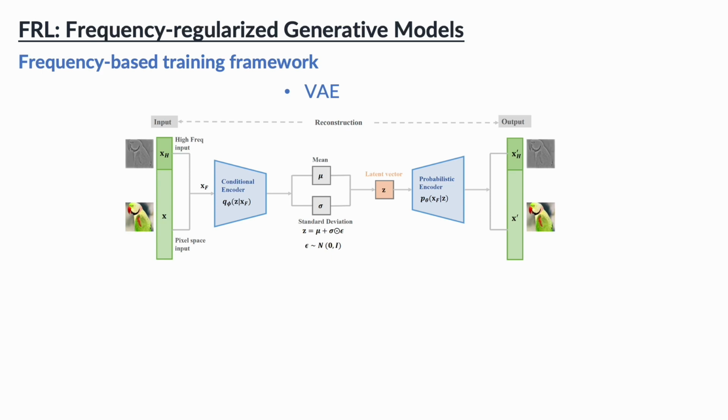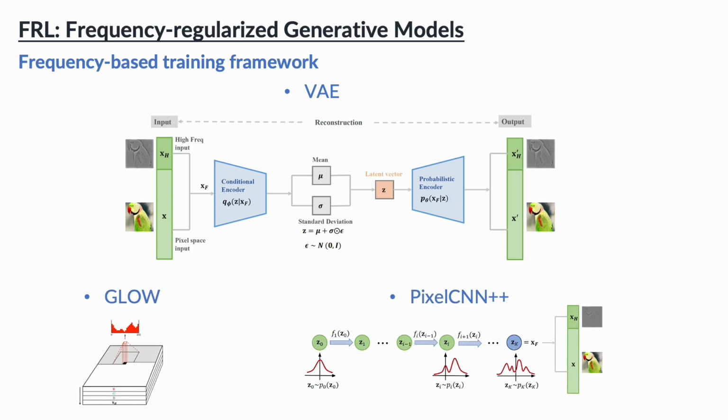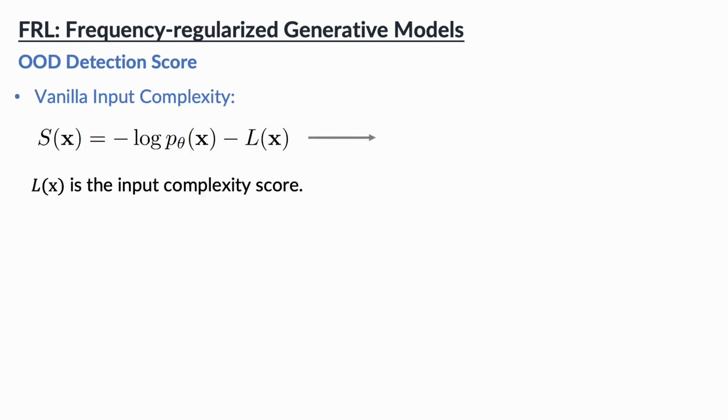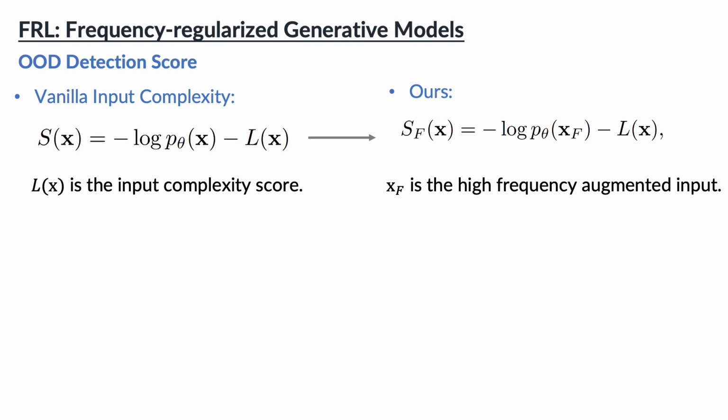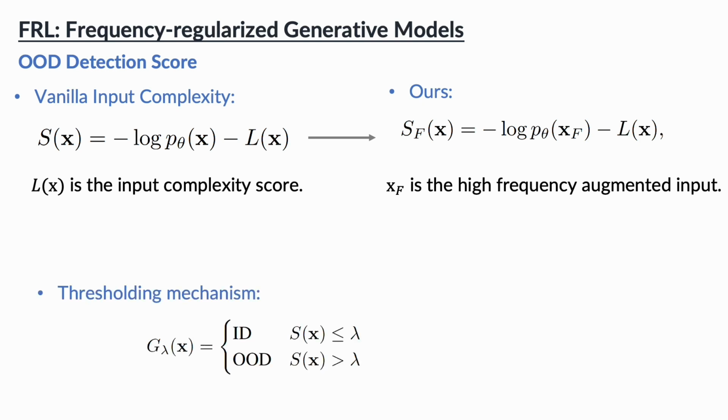To be specific, we feed both the RGB space image and its high-frequency part into the model to optimize their joint likelihood. FRL provides a general plug-and-play mechanism where similar strategies can be applied to other generative models like GLOW and PixelCNN++, as shown in the bottom. We adopt a similar score function to input complexity, but improve the likelihood estimation using our high-frequency augmented input. The thresholding mechanism is the same as the prior work.